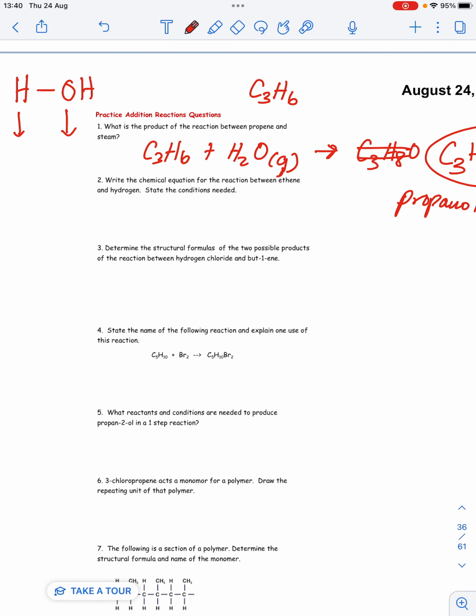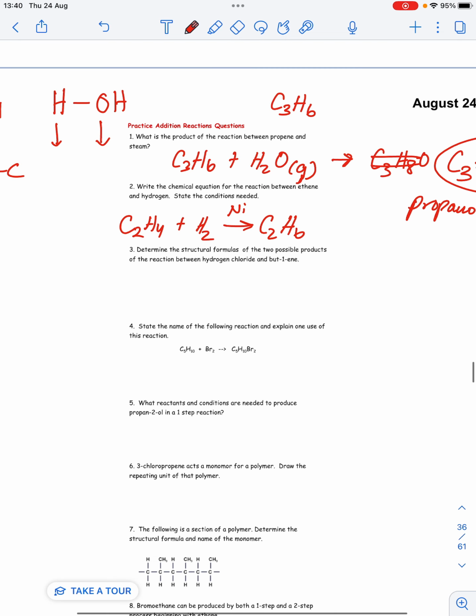Write the chemical equation for the reaction between ethene and hydrogen. So ethene is 2 carbons, so C2H4 plus H2, and we're just going to add them, and we get C2H6. The condition needed is nickel. This is the hydrogenation reaction. It's a type of addition reaction. You could also call this reduction because you are adding hydrogen.